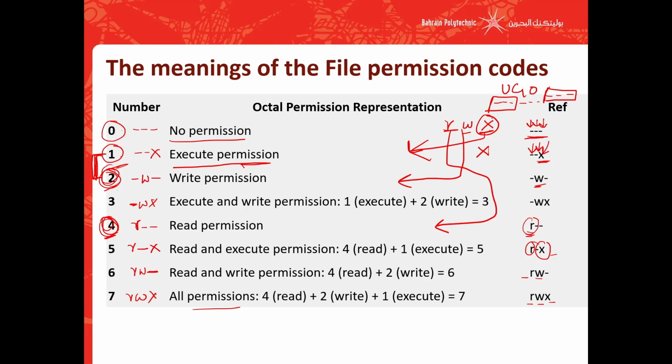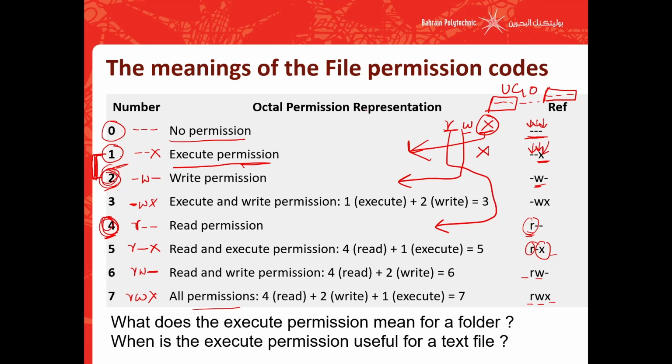So after this, what does the execute permission for a folder mean? It means that if you have execute permission, you can cd into it. If you don't have execute permission, you cannot change directory to that folder. And when is the execute permission useful for a file? When you want to run a script.